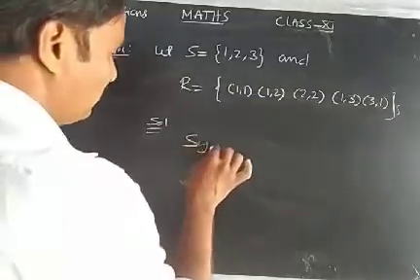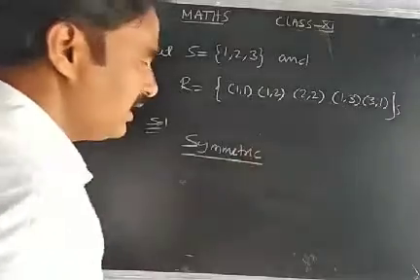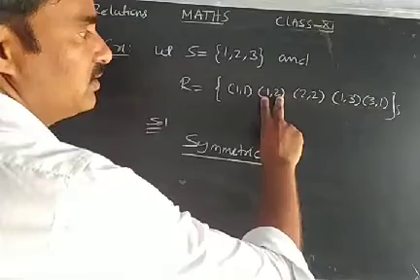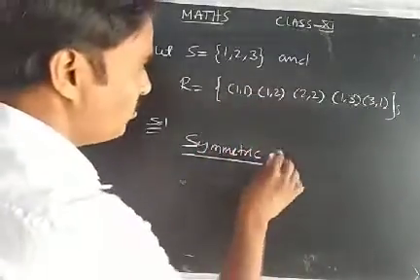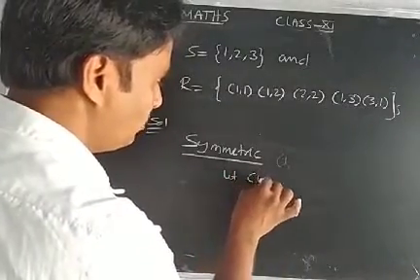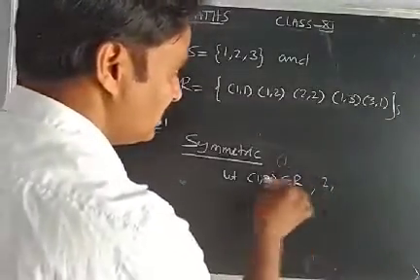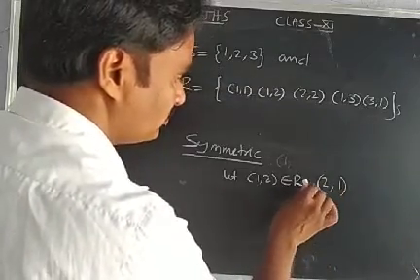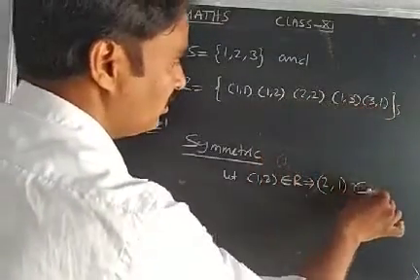I am checking the symmetric property. For the symmetric property, one ordered pair is required which contains two different elements. Here 1 comma 1, for 1 comma 1 no need to check. 1 comma 2, yes, we have to check. Let 1 comma 2 belong to R. Then interchange the coordinates: 2 comma 1. Does it belong to R? 2 comma 1, is it there? No, not there.